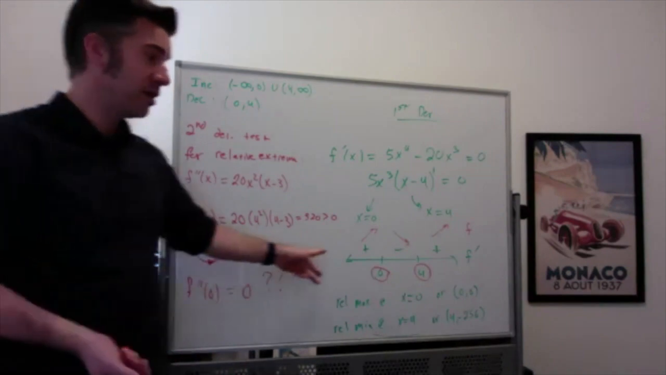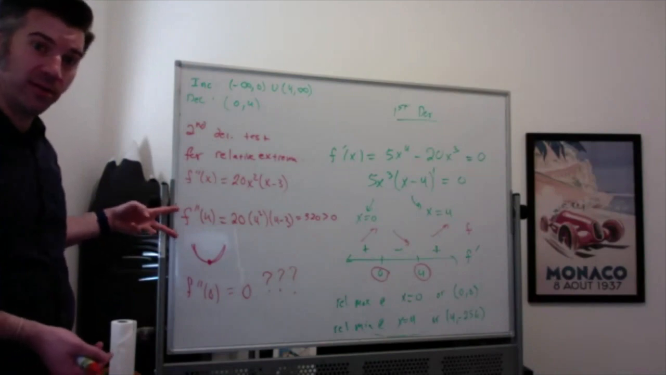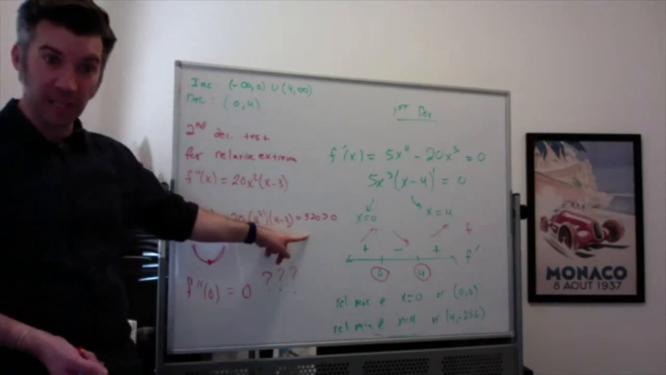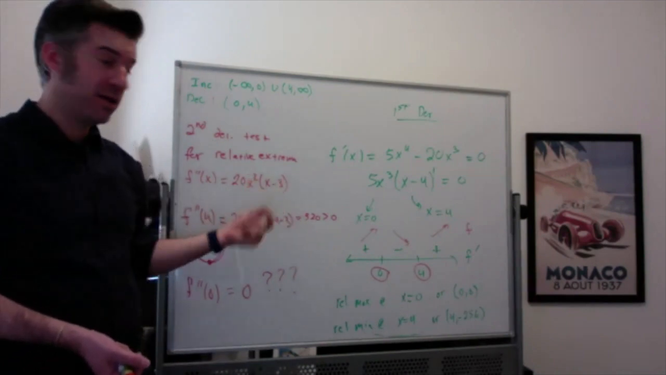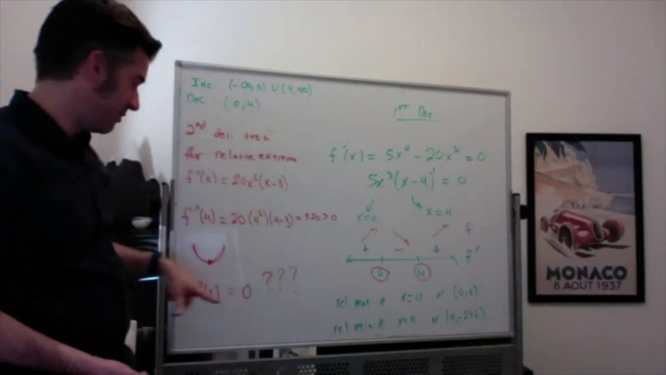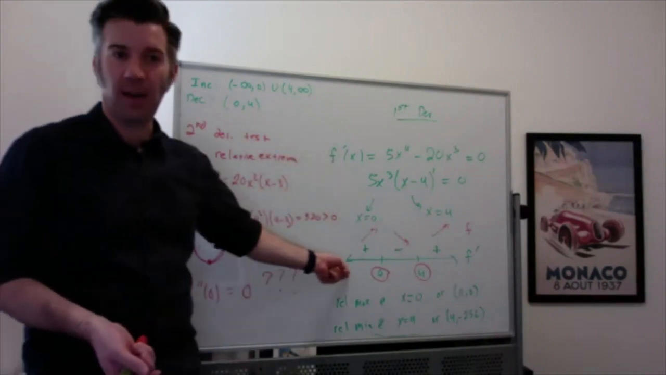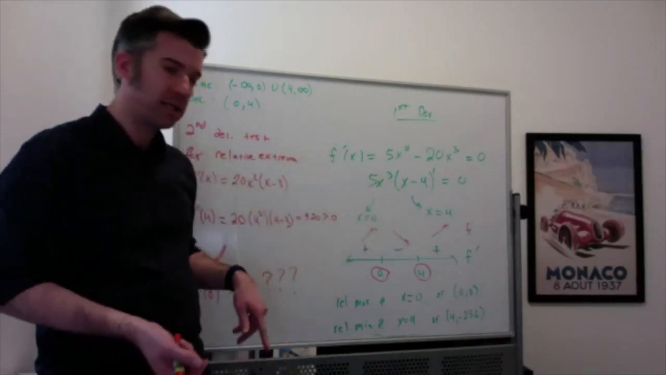You can plug in your first derivative critical values to the second derivative. And if it's positive, you've got a relative minimum because it's concave up. If it's negative, you've got a relative maximum because it's concave down. And if it's 0, we don't know anything. In this case, when it's 0, we happen to have a relative maximum.